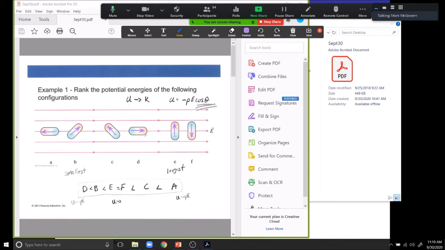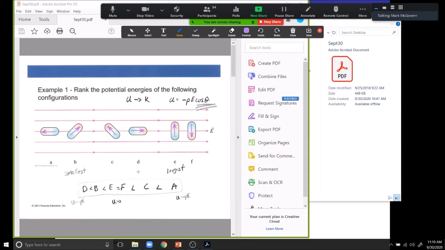As you can see here, we're going to go smallest to largest. The smallest would be the one that's lined up with the field. That's D, so D goes first, and it has a value of minus PE. That's the lowest the potential energy is. Then anything at a slight angle, like the 45-degree angle or so in B, is next.